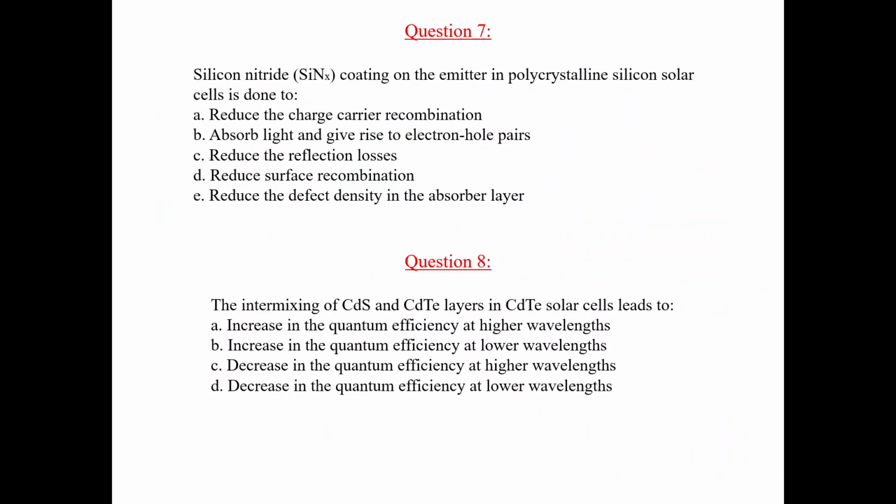The next question is about the silicon nitride coating on the emitter in a polycrystalline silicon solar cell. It leads to: reduce carrier recombination, absorb light, reduce reflection loss, reduce surface recombination, or reduce the defect density. I am giving you 2 minutes. Think and then tell. Reduce the reflection loss. Okay, and how will you reduce the reflection loss?